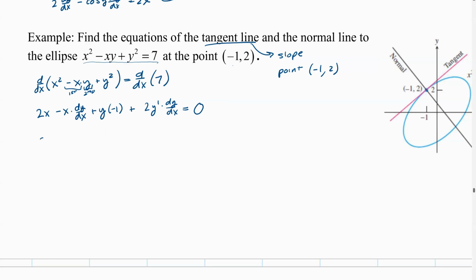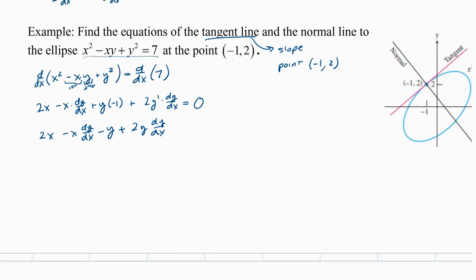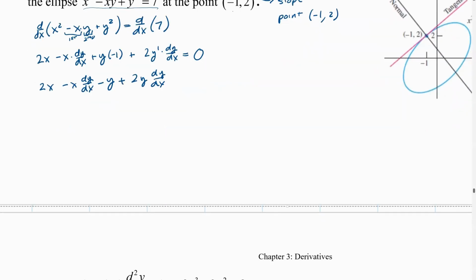Let's clean this up a little bit. I've got 2x minus x dy dx minus y plus 2y dy dx. I will take everything that's not having a dy dx term over to the other side. When I do that, I get negative x dy dx plus 2y dy dx on one side. I'll take that 2x over to the other side, and I'll take that negative y over to the other side.